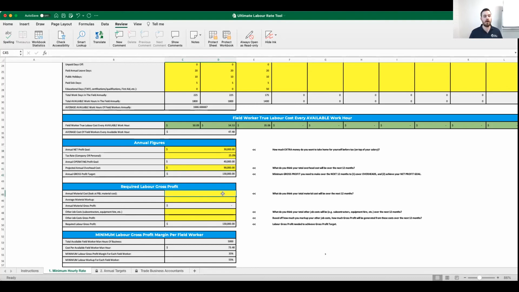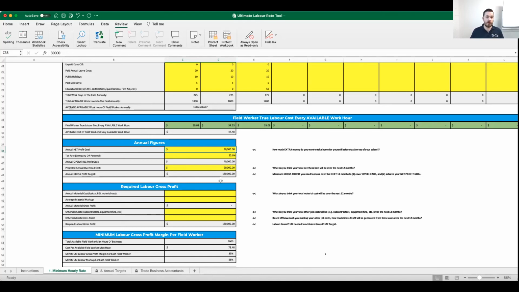Moving down now, here we're trying to figure out what is the gross profit that needs to be created by labor. So we've got our annual gross profit target. We know that over the year, we need to be making 130,000 in gross profit to again cover our overheads and achieve our net profit goal. Now, when it comes to producing gross profit, there's really two main areas that you produce gross profit. One is the labor and two is materials through material markups.